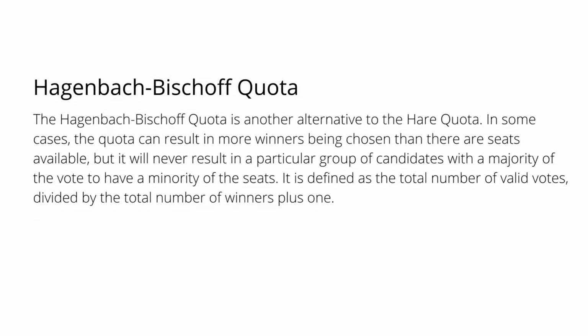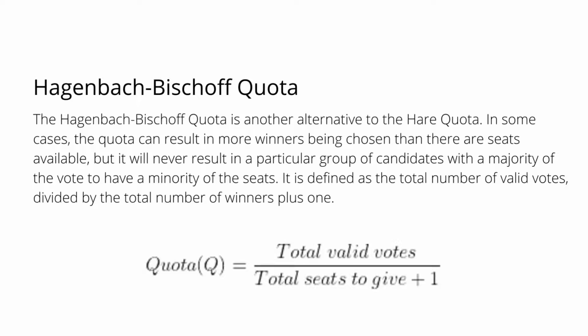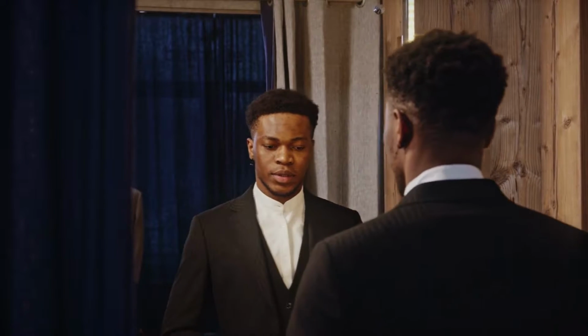Hagenbach-Bischoff quota. The Hagenbach-Bischoff quota is another alternative to the Hare quota. In some cases, the quota can result in more winners being chosen than there are seats available, but it will never result in a particular group of candidates with a majority of the vote having a minority of the seats. It is defined as the total number of valid votes divided by the total number of winners plus 1.